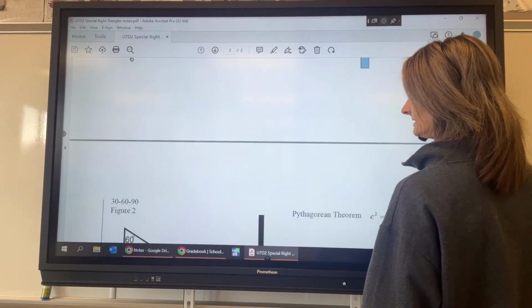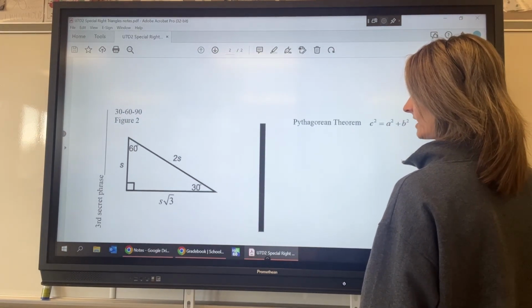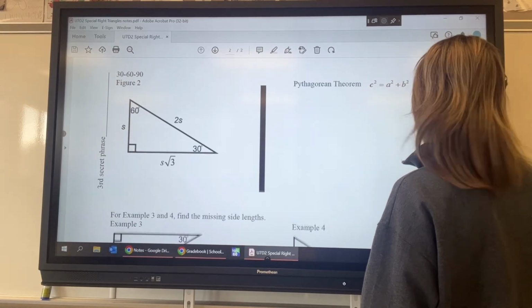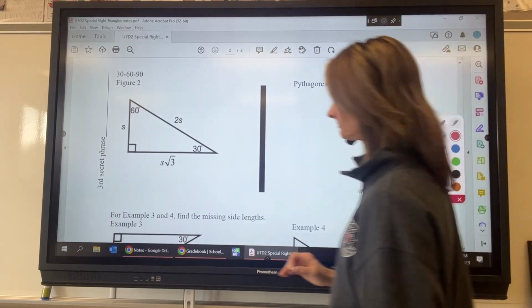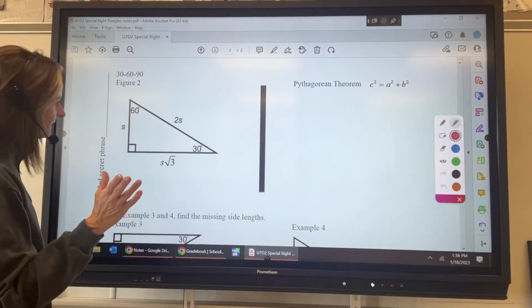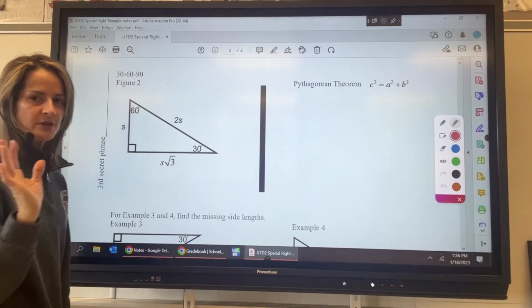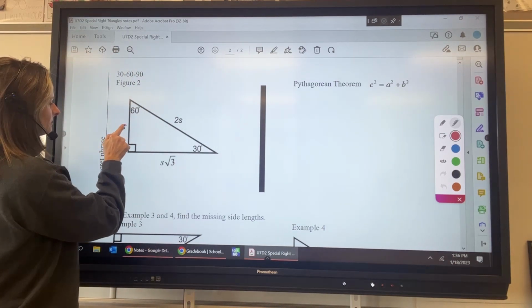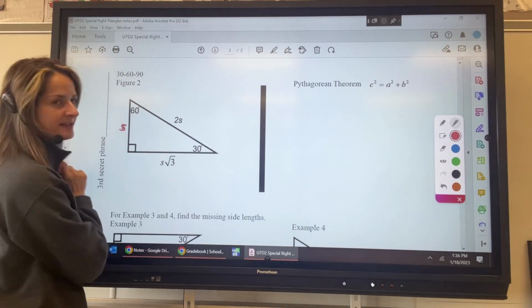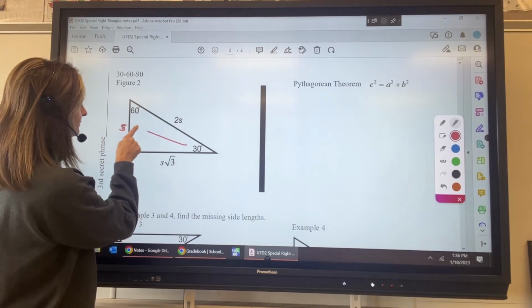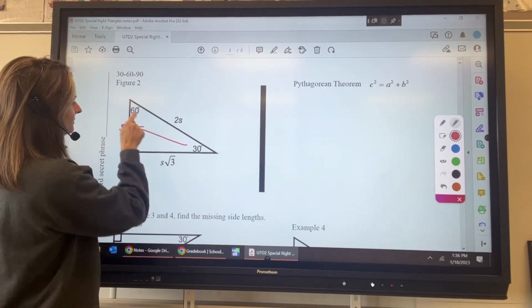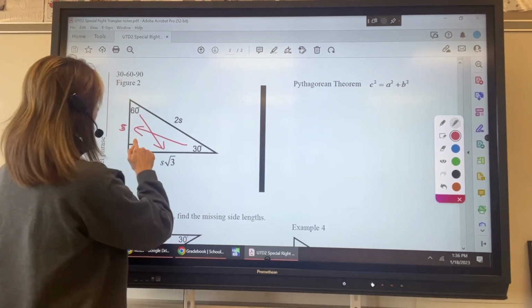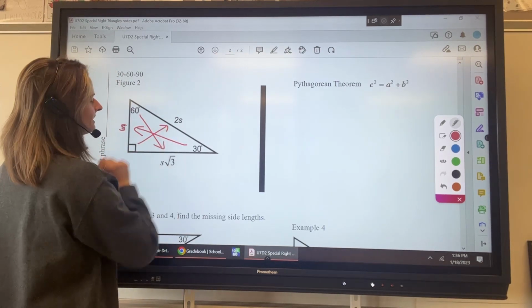to the second type of special right triangle. It's a little bit more complicated. This is a 30, 60, 90 triangle. And in this type of triangle, the lengths of the sides always revolve around the length of the short side. So the length of the short side in this triangle we're calling S. We know that's the short side because it's across from 30 degrees. The 60 degrees, the side that's across from that, is the longer side. And the side across from the right angle is the hypotenuse.